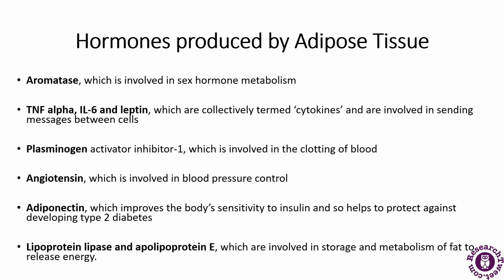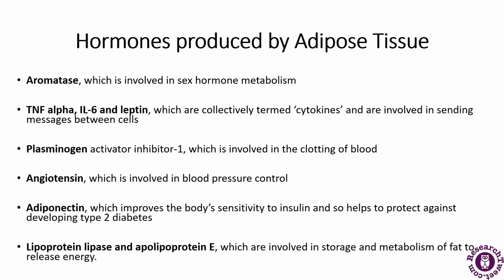Adiponectin improves the body's sensitivity to insulin and helps to protect against developing type 2 diabetes. Lipoprotein lipase and apolipoprotein E are involved in the storage and metabolism of fat to release energy. So this is the function of the hormones that are produced by adipose tissue.